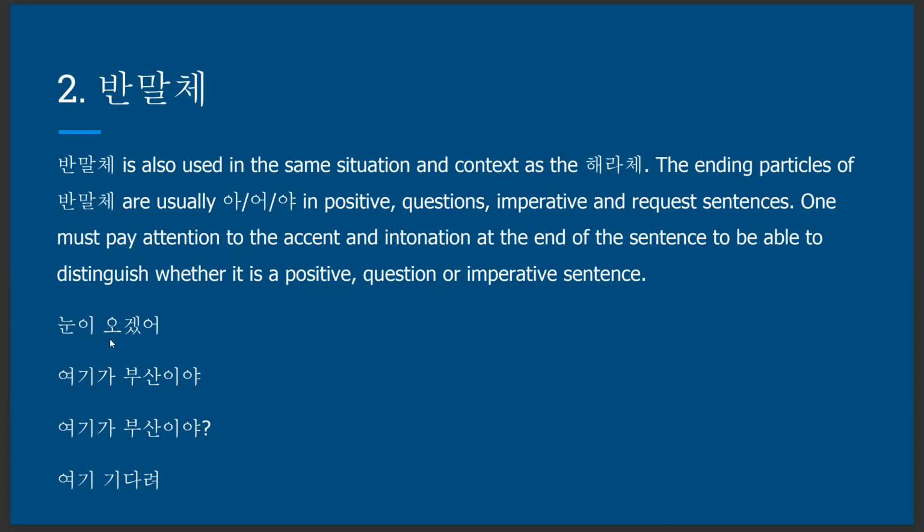So here, 눈이 오겠어. 여기가 부산이야. So 이야 means this is Busan. And 여기가 부산이야? So you are asking your friend, is this Busan? Like 여기가 부산이야? The same particles, right? But you just need to raise the intonation at the end of the sentence here. And 여기 기다려. It means wait for me here. 여기 기다려. Wait here.